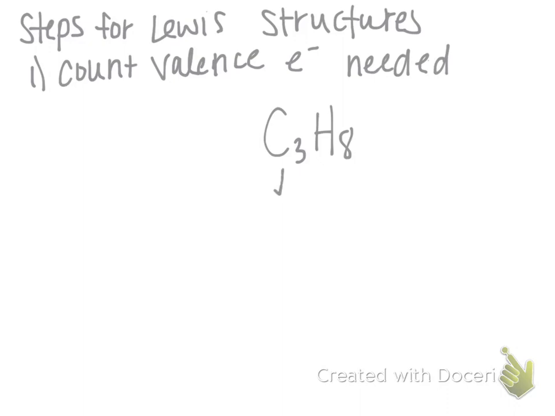How many valence electrons does carbon have? One individual carbon has how many valence electrons? 4, because it's in group 4 or 14. So that means carbon gives us a total of 12. Each hydrogen gives us 1, and there's 8 of them. So in my structure, I would have to represent 20 electrons. That's what count valence electrons means. Okay?